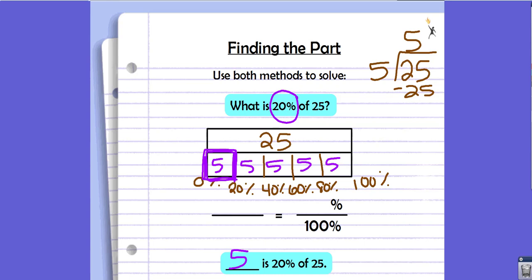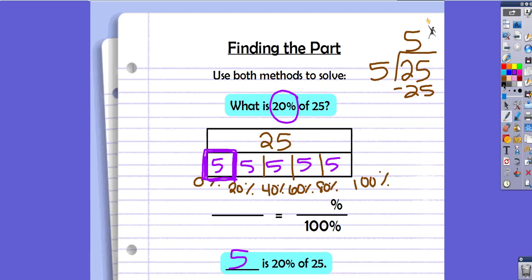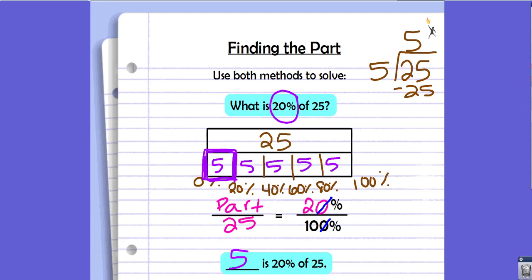Now let's go ahead and use the proportion to see how we would have done that way. I know 20% is out of 100, so I'm going to put that right above it. I know this up here is my part, so I'm going to leave that blank. That's what I'm looking for. And I know that 25 is going to be my whole amount that I have. So we've put that in there. The second step is to simplify our proportion. I know that these two can be divided by 10.